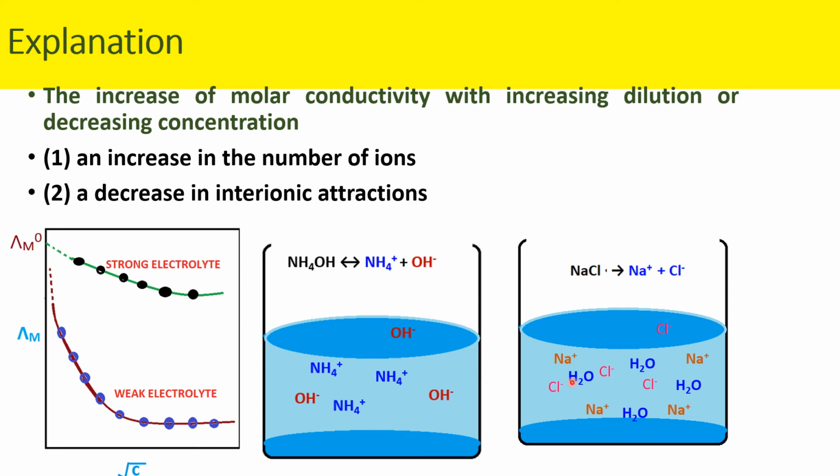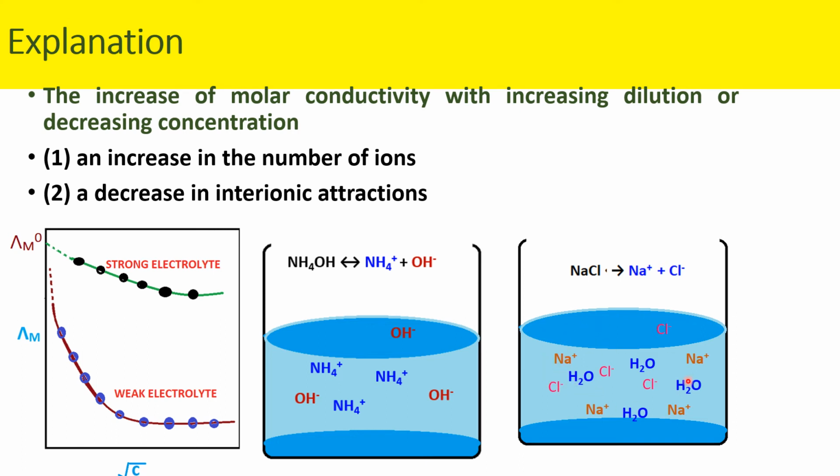With increasing dilution, when sodium chloride is dissolved in water, it is dissociated into Na plus and Cl minus. Between these ions, the water molecules enter. With increasing dilution, more water molecules enter between the ions, so there is a decrease in interionic attractions between the sodium and chloride ions. Therefore, the velocity of the ions and the conducting ability of the ions increase. So the sodium ions or chloride ions can easily move, due to the increase in velocity by decreasing the interionic attraction.